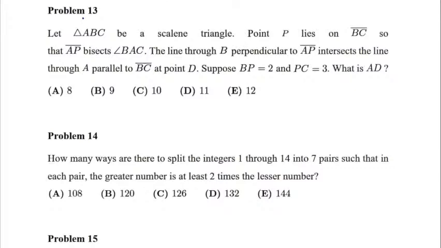Okay, problem number 13 of 2022 AMC 10A. It says, let triangle ABC be a scalene triangle, all sides are different. Point P lies on BC so that AP bisects. In this problem, we want to use the idea I told you before exam. I released a video: there are around 40-50 important formulas in geometry. We want to use some of them. I released some of them. If you want to know all of them, feel free to send a message to my WhatsApp number.